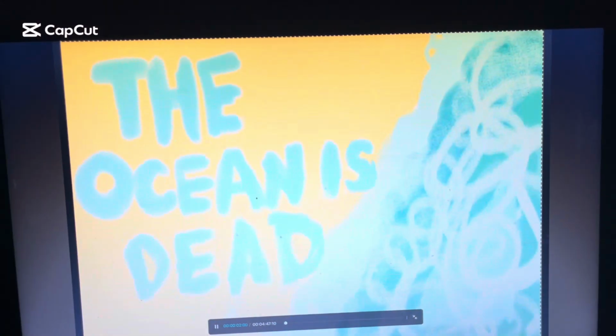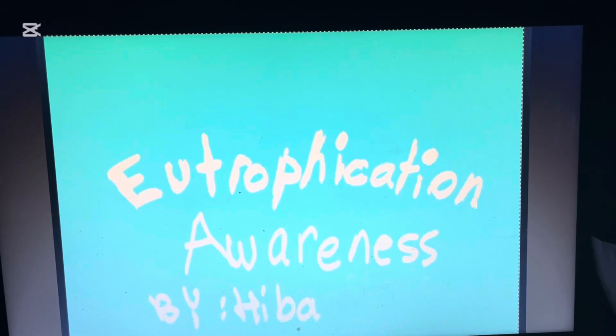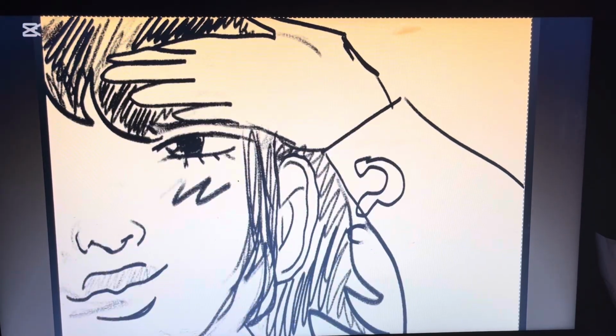The ocean is dead. Eutrophication awareness by Hiba and Safia. When you first look at this, do you see anything wrong with it?